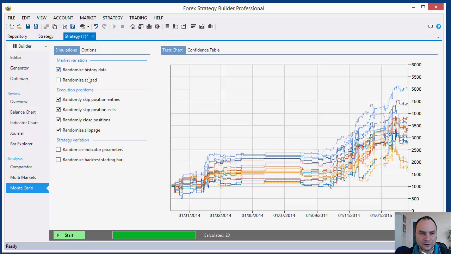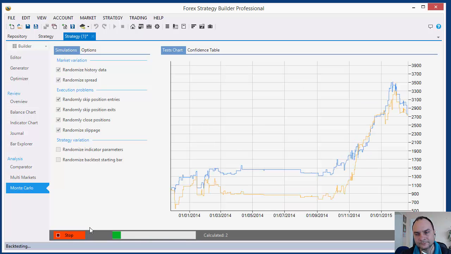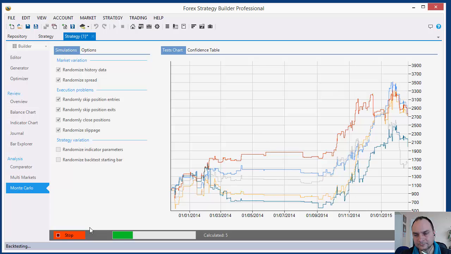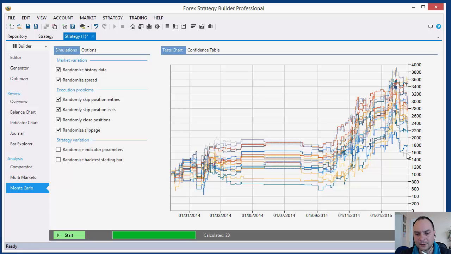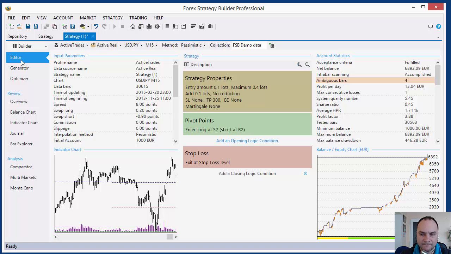Let's try with variable historical data and execution failures. It's not too bad. Actually, this strategy may have some chance. And what to do?